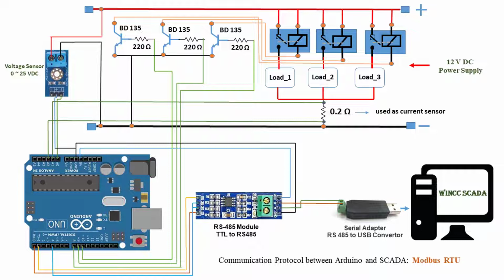The loads are switched on and off by relay contacts, and the relay coil is energized by the Arduino digital output. A voltage sensor has been used to measure the load voltage, and the output of this sensor is connected to an Arduino analog input pin. To measure the load current, a 0.2 ohm resistor has been used in series with the load circuit. We can calculate the load current from the voltage drop across this resistor. So, two analog inputs for Arduino have been taken from the terminals of this 0.2 ohm resistor.